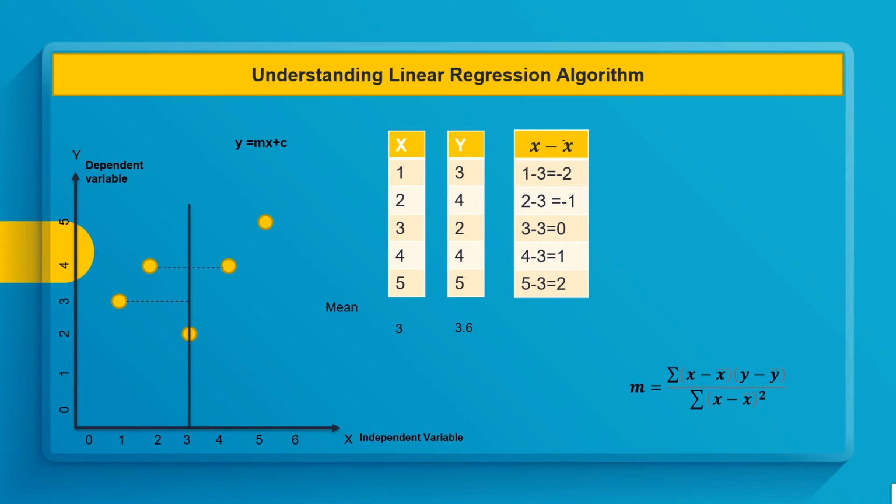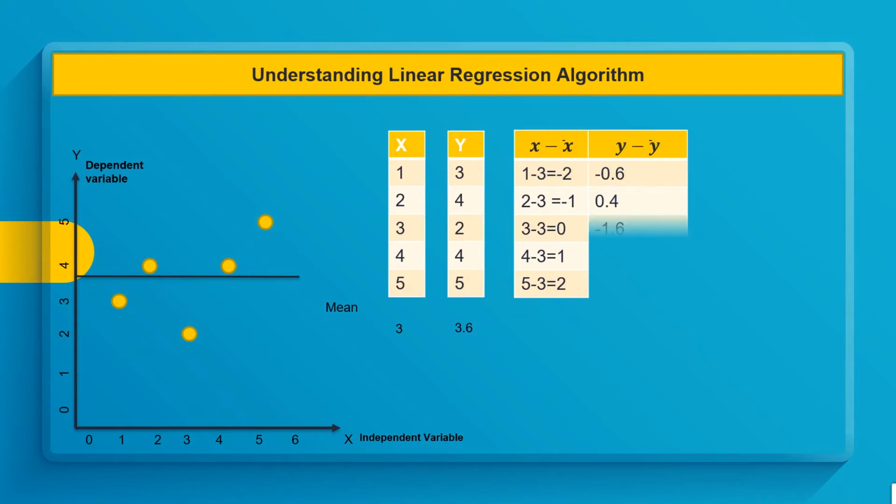And what does this y minus y bar imply? It implies the distance of all the points from the line x equal 3.6. Fine. So let's calculate the value of y minus y bar. Starting with y equal 3 minus the value of y bar, that is 3.6. So it is 3 minus 3.6. How much? Minus 0.6.